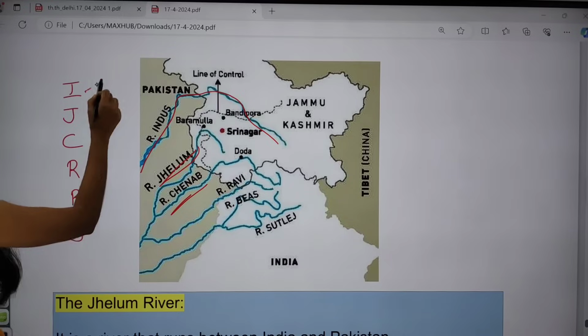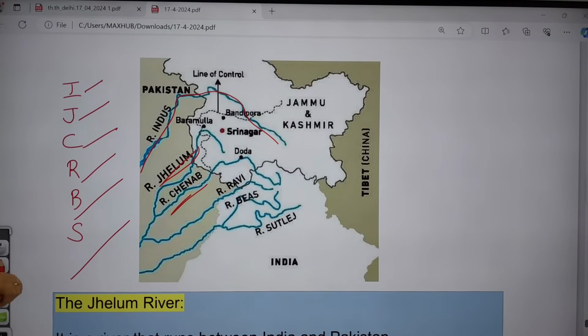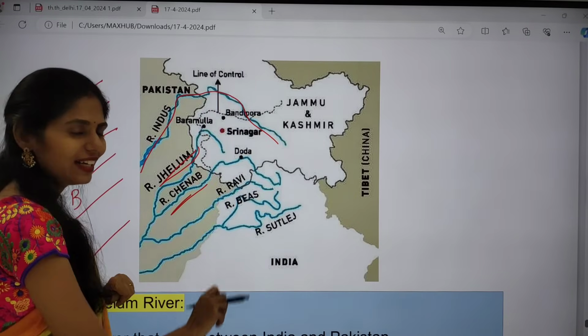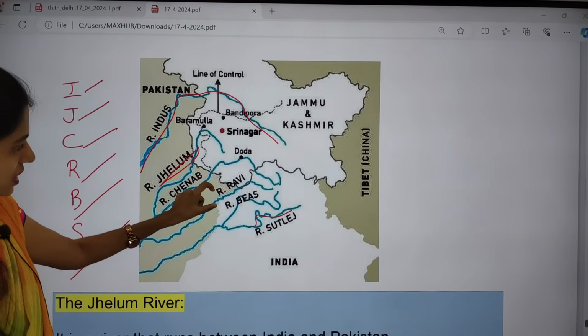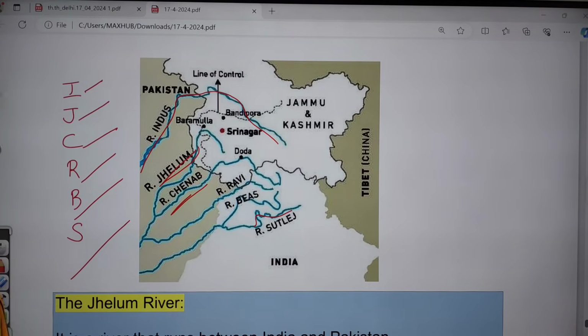So here I is Indus, J is Jhelum, C is Chenab, next one is Ravi, Beas and Sutlej. So you can see only one river here which is ending in India. Tell me, whether it is Beas or Sutlej which is ending in India. So it is not entering into Pakistan.